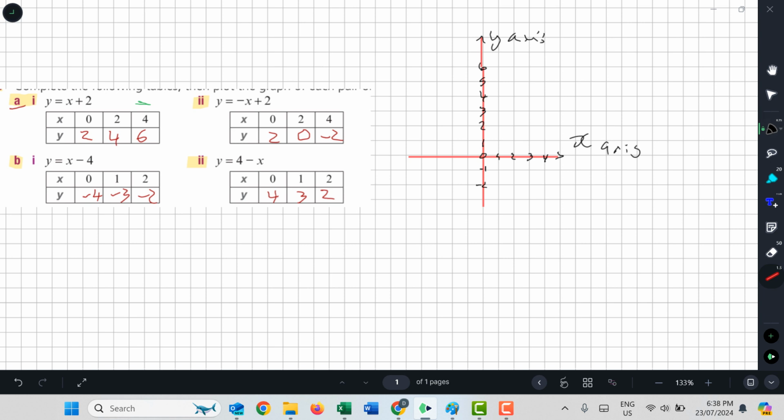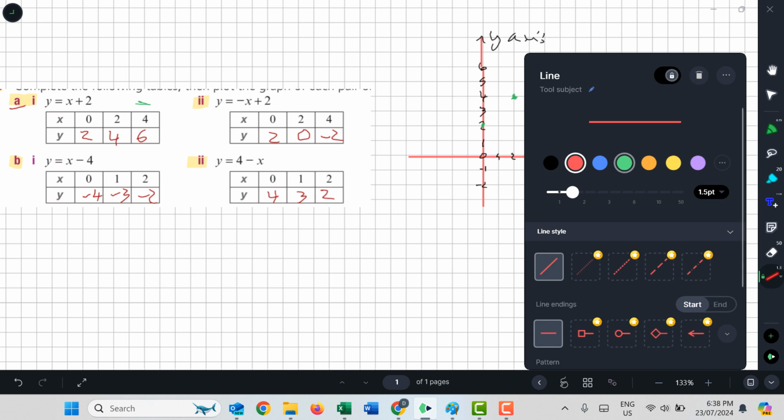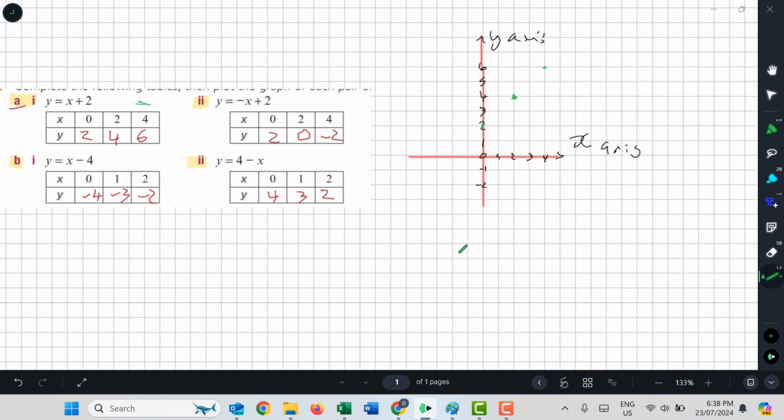Now you just need to do your dot points. So I'm going to make this one green. So 0, 2 is going to be 0, 2 right there. Next one's going to be 2, 4, 2, 4. Next one's going to be 4, 6, 4, 6. And then I just need to draw a line through that and make this line green to go with those green points. I'll do that with the mouse because it seems to be a bit nicer. There we go.